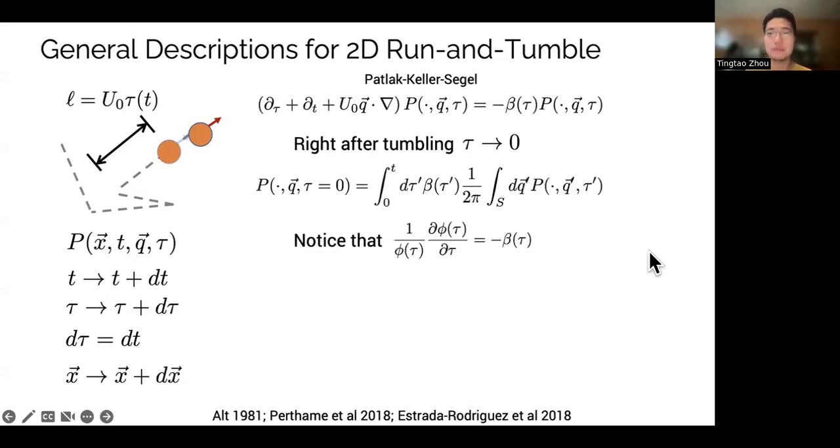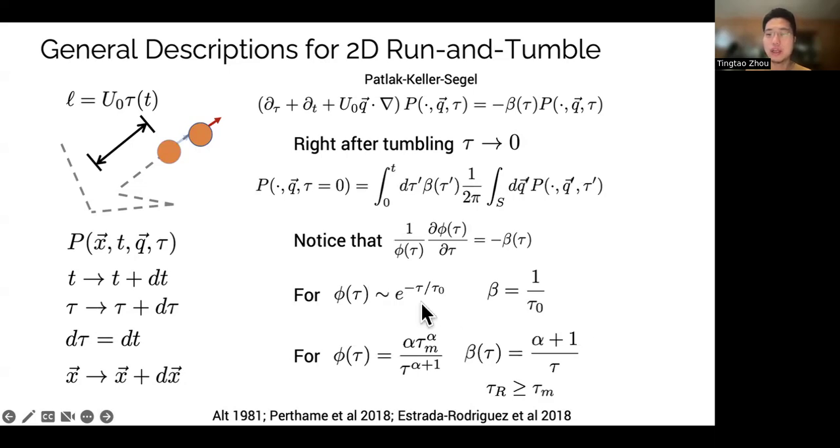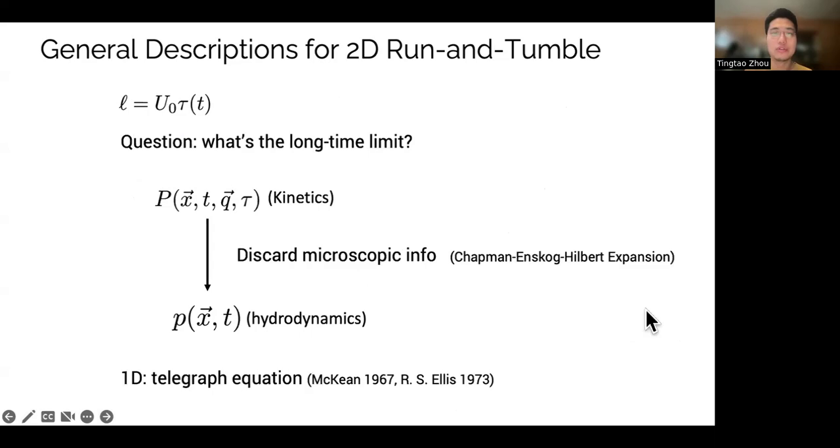Here, the beta of tau is related to the turning rate, and you can derive that from the waiting time distribution. If you have an exponential distribution of the waiting time, then beta is a constant, while for our Levy swimmers, beta is a power law, basically 1 over tau. So now the question we want to answer is: what is the long time limit of that?